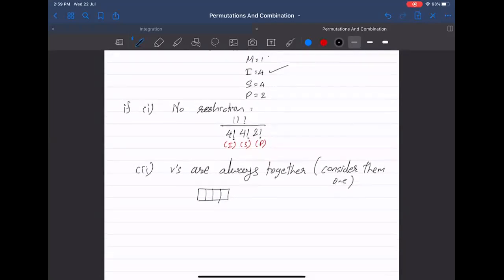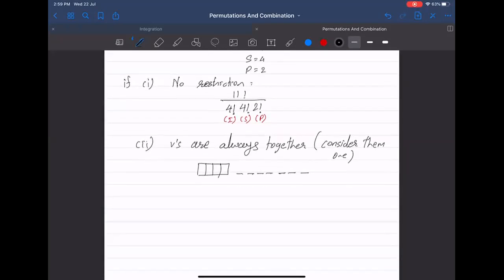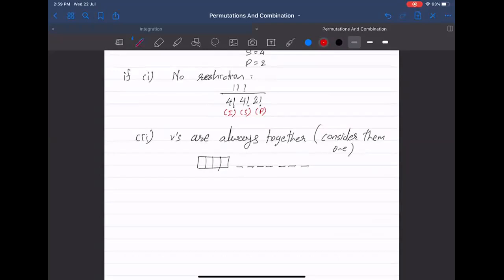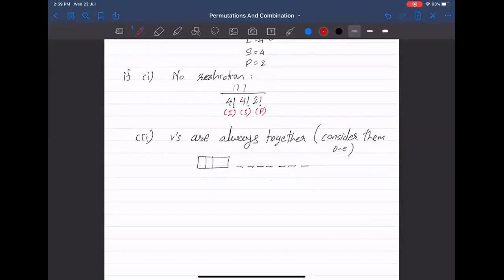All together 7 consonants are left: 4 S, 2 P's and 1 M. So let us count how many people there are altogether: 1, 2, 3, 4, 5, 6, 7, and this one unit makes 8 people. How can these 8 people be arranged? 8 factorial ways. Say something more.